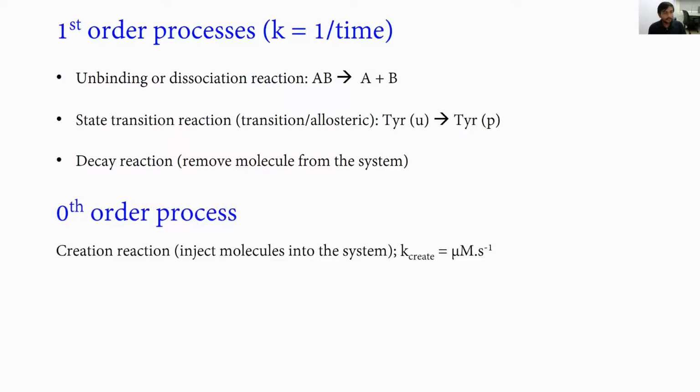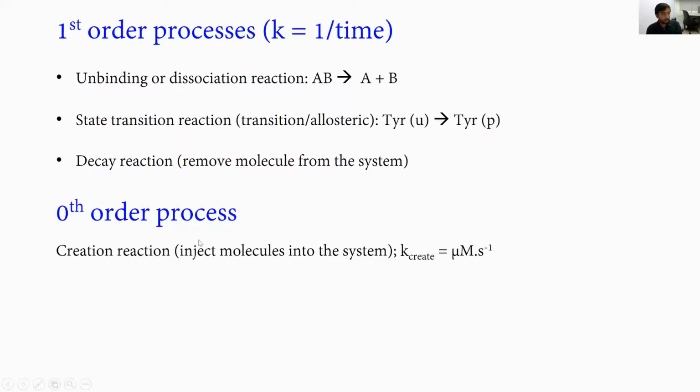And there's another interesting process which is a zeroth order process, because it almost seems like you're creating something out of nothing. That's why it's zeroth order, because there's nothing on the left-hand side of your arrow. So this is a creation reaction, and that's how you inject molecules into the system. So when you have a creation reaction for certain molecules, and the rate is defined in micromolar per second, with that rate, the software will keep injecting molecules into your system.